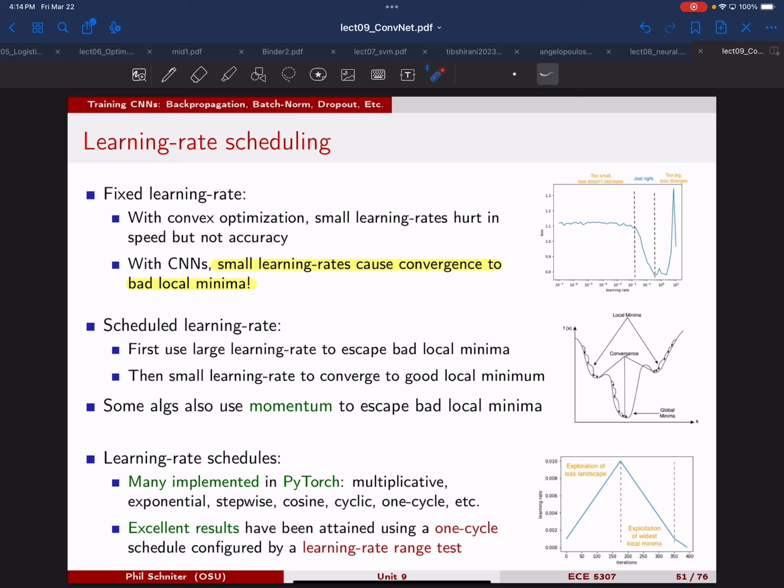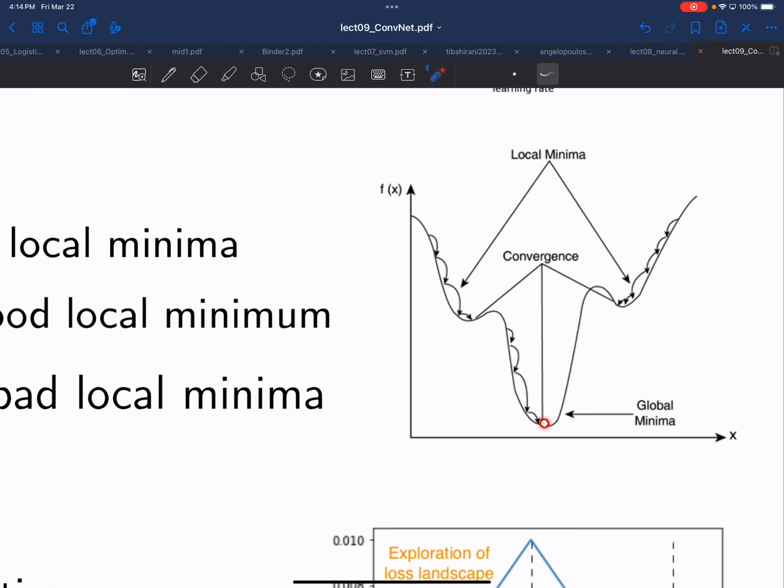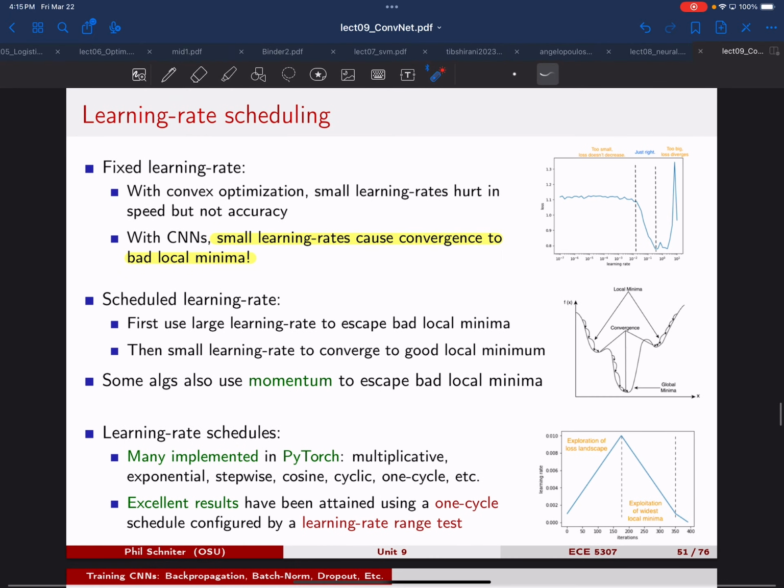But there's an issue. If you use a very large learning rate the entire time, you'll never settle in the bottom of this minima. You'll keep jumping around, because we're using mini-batch stochastic gradient descent, and the gradient is never quite correct, so it will never settle. So you will never really get to the bottom with a large learning rate either. Typically what you want to do is schedule your learning rate, meaning at the beginning, use a large learning rate to try to escape those local minima, and towards the end, use a small learning rate to converge well into the global minima that hopefully you found. So first use large, then small.